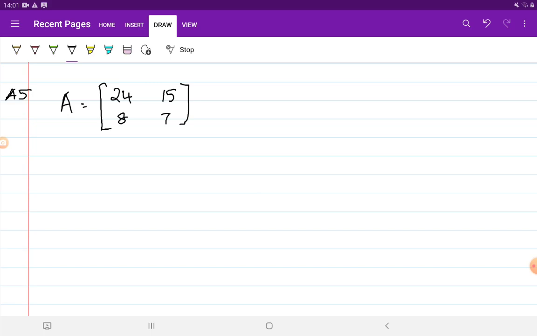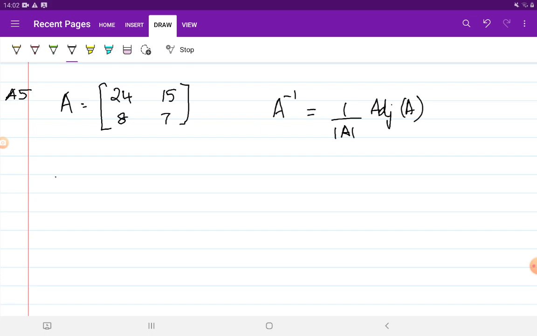Question number 5 of assignment 8 is asking us to find the inverse of matrix A. Now, inverse of matrix A, the symbol is A to the power minus 1, and its formula is 1 by determinant A into the adjoint of the original matrix A. Now, how do we find adjoint? By finding the transpose of the cofactor matrix.